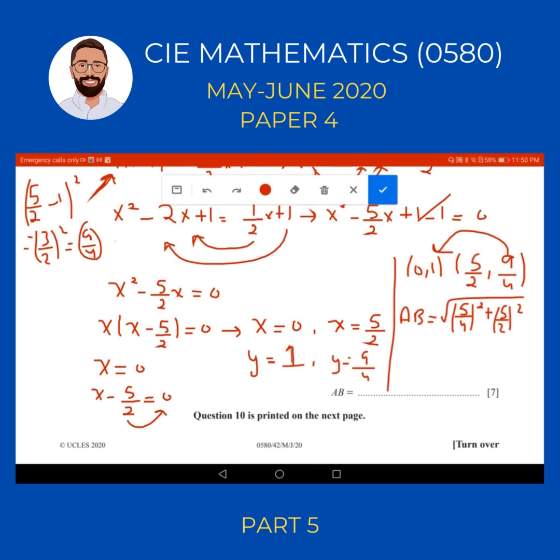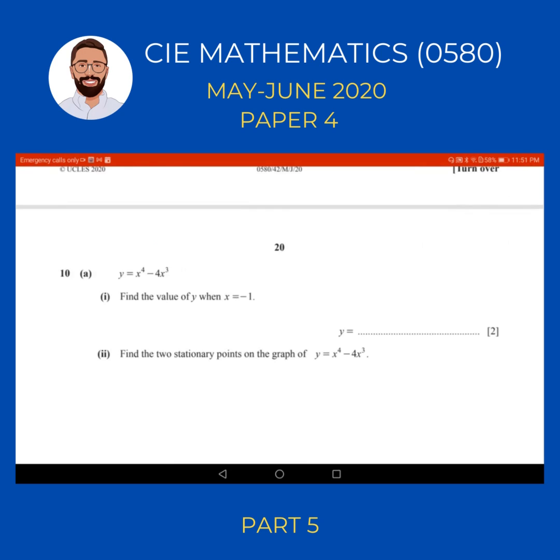So that's the equation of the length of any line, which is y2 minus y1 squared plus x2 minus x1 squared, under the square root. So y2 is 9 over 4 minus 1, all of it squared, is 5 over 4 squared. And x2 minus x1 squared is 5 over 2 minus 0, which is 5 over 2 squared. And the answer is the square root of 25 over 16 plus 25 over 4. So if you put that in the calculator, the answer is 2.8. So that's the length of the line AB.